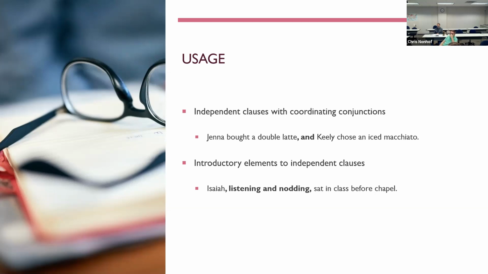This aspect allows for a comparison to be made between 2 parts of the sentence and is paired with a coordinating conjunction. As you can see in the example, Keely and Jenna's drink orders are being compared to each other. So Jenna bought a double latte, comma, and Keely chose an iced macchiato.